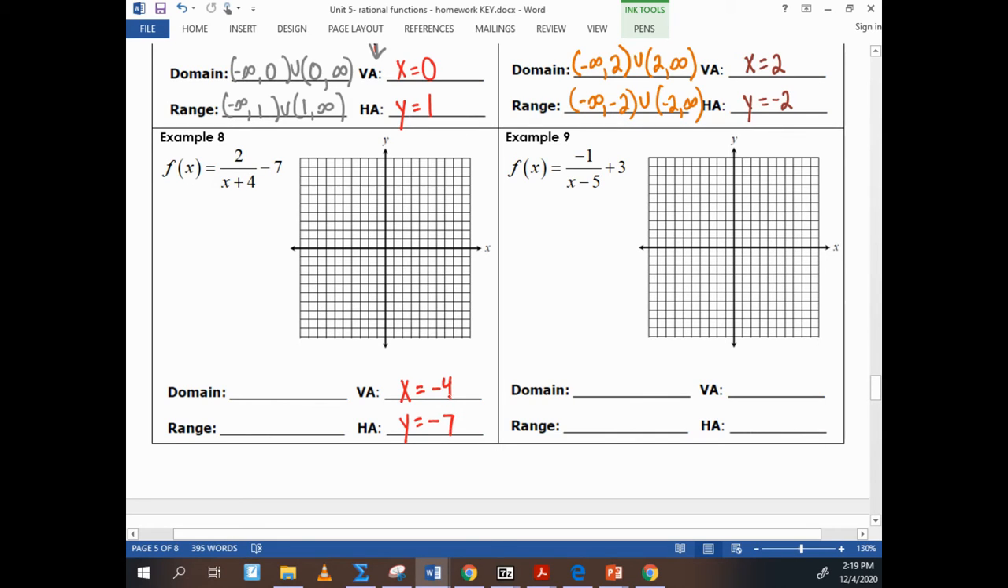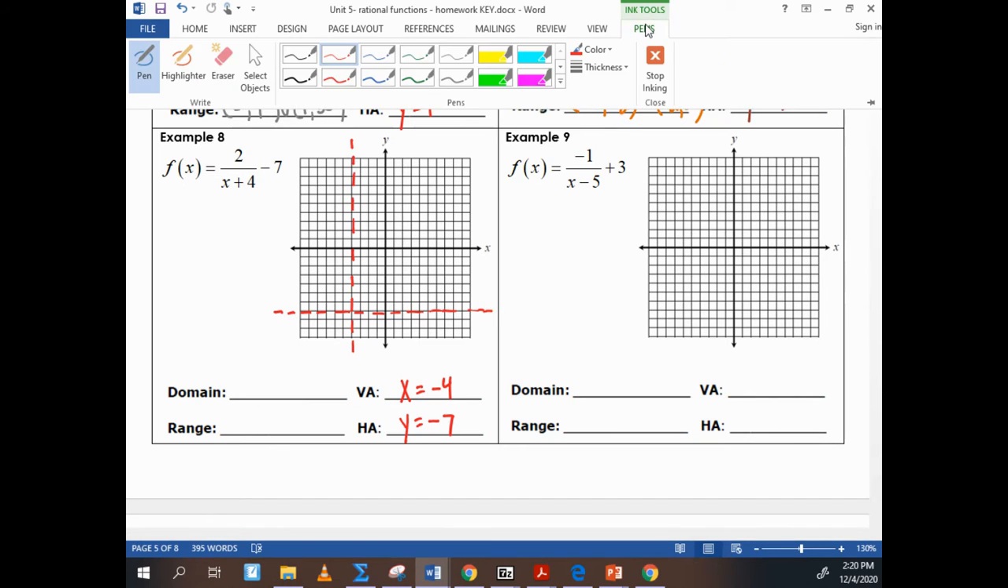So let's go ahead and graph it. Vertical asymptote. So the one that goes up and down is going to be at -4. 1, 2, 3, 4. And draw all the way down for this asymptote. Y equals -7. So same thing, I'm going to go down 1, 2, 3, 4, 5, 6, 7. And that's going to put us across right here.